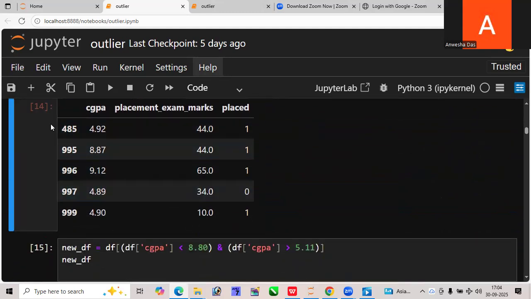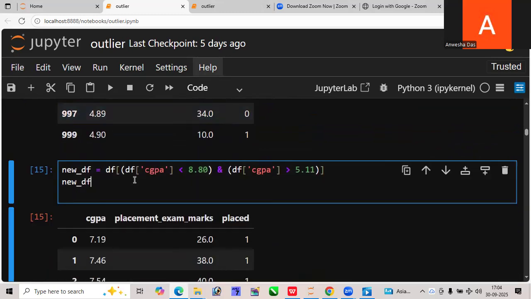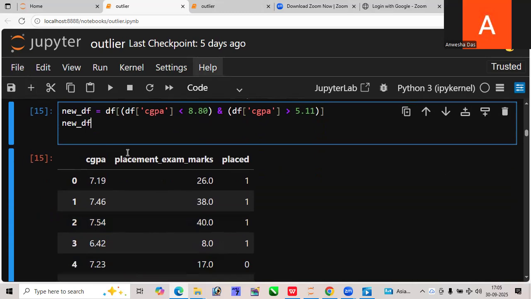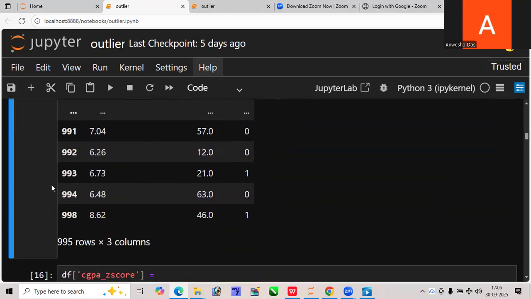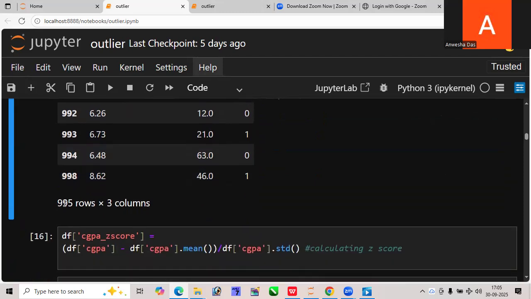Here I got 5 outliers. I have removed the outliers and I am considering the data which is less than 8.80 and greater than 5.11. After removing my outliers, my rows are 995 and my columns are 3.